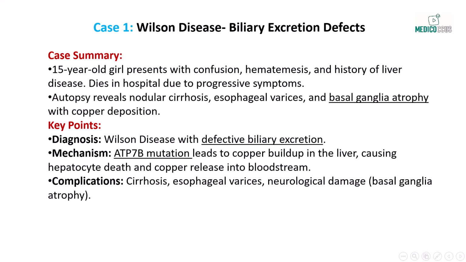In Wilson disease, a mutation in the ATP7B gene impairs the biliary excretion of copper, leading to copper accumulation in the liver. When hepatocytes die, the excess copper spills into the bloodstream, depositing in tissues like the brain, particularly the basal ganglia, which explains the neurological symptoms seen in these patients. This case emphasizes the importance of early recognition and treatment of Wilson disease. Without appropriate management, patients can develop acute liver failure, cirrhosis, and neurological deterioration, all of which are potentially fatal.